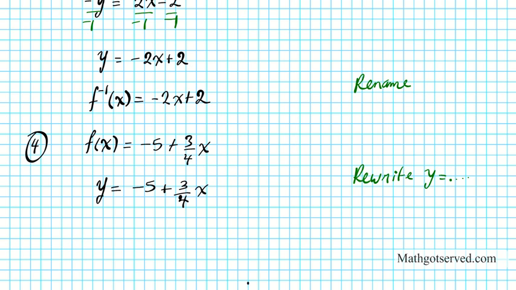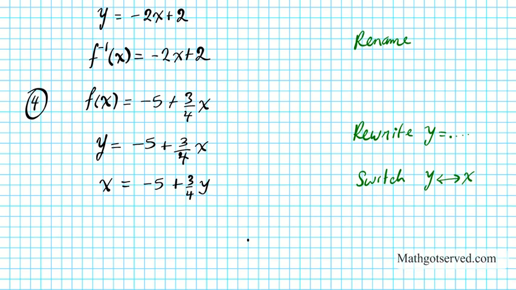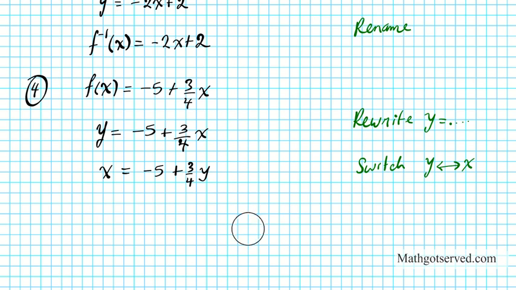The next step is to do a switch. Alright, we're going to do a switch. So let's write that down. What are we switching? We're going to switch the y's for the x's and the x's for the y's. So that's going to yield x equals negative 5 plus 3 over 4y. Alright? Now, to finish this up, we need to now solve.